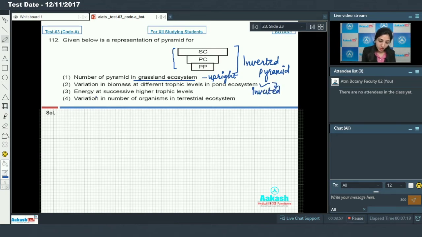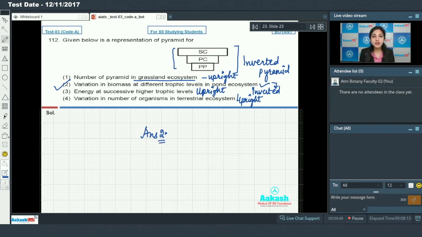Okay. Energy at successive higher trophic levels. This is upright, as energy decreases when we go from producers to the topmost carnivores, so we obtain upright pyramid. Pyramid for variation in number of organisms in terrestrial ecosystem. This is also upright. So the answer to this question is option number 2.